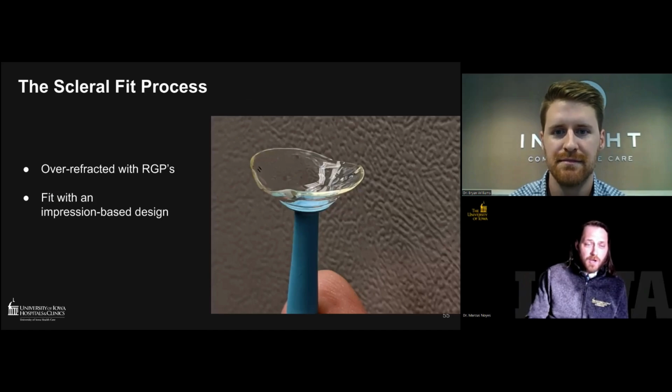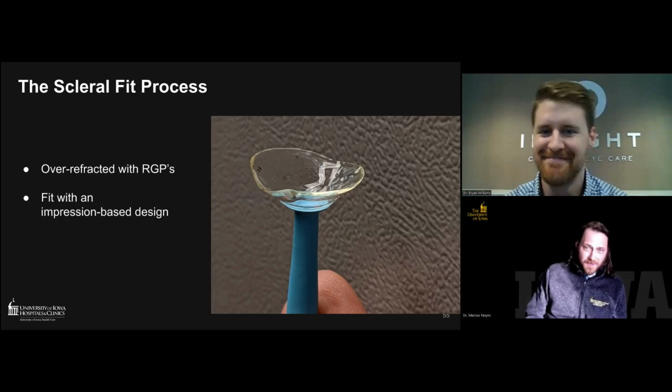Continuing on, for her, I had to over refract her with RGPs because there was no scleral that could fit over the tube. And then we fit her with an impression-based design, similar to what Bryan's lens looked like. I got a really weird, wonky looking lens that came out of it. And that's the lens of the left eye.